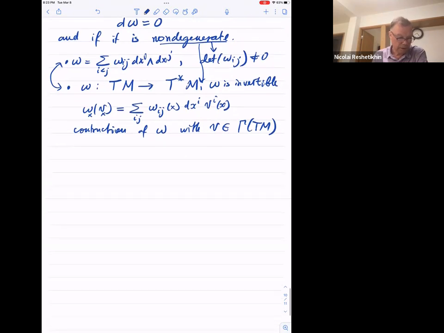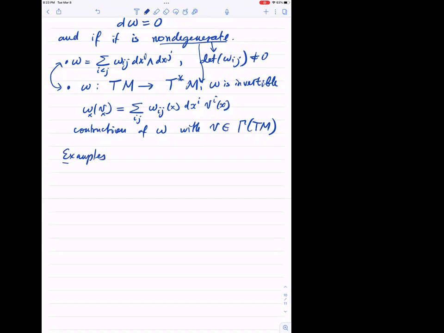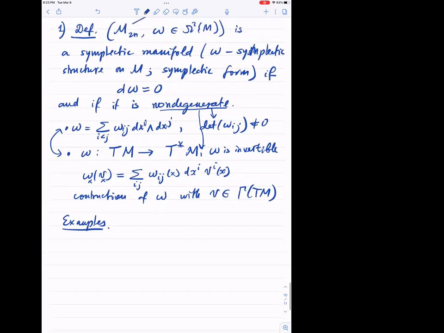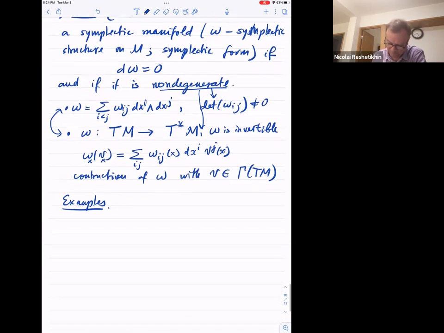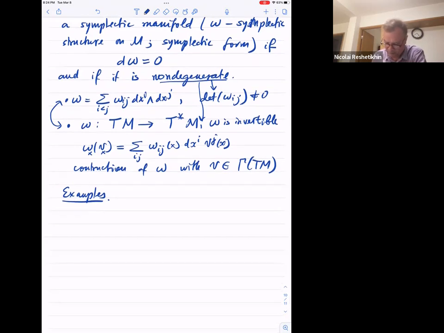Okay, so examples. Sorry, is that dxi or dxj? Sorry. Oh, okay. V. Okay, yeah, sure. Yes, I mean, it doesn't matter. Since it's skew-symmetric, you can either pair it with the left or with the right component. Yep.